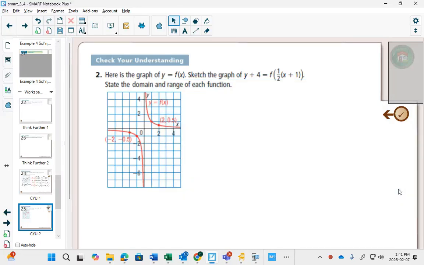to give us the graph of f of x. One thing you can do on this graph of f of x is you can add an asymptote at y equals 0 and an asymptote at x equals 0.